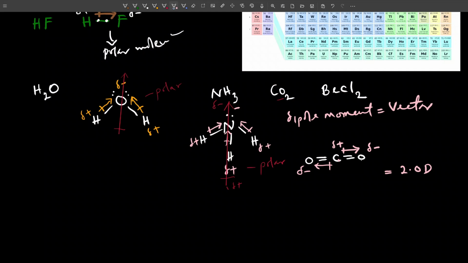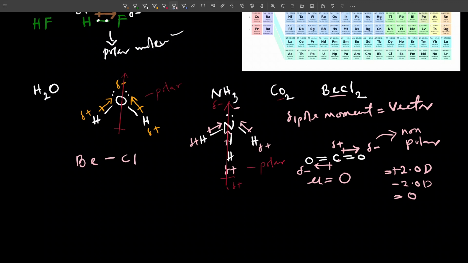So if this part is positive in this direction, and since dipole moment is a vector, we can take this direction as plus 2.0 debye and this direction as minus 2.0 debye. So when we total the net dipole moment, if you add it up, it gives me what? Zero. So since the dipole moment of CO2 is zero, it means that CO2 is non-polar because it does not have a dipole moment.